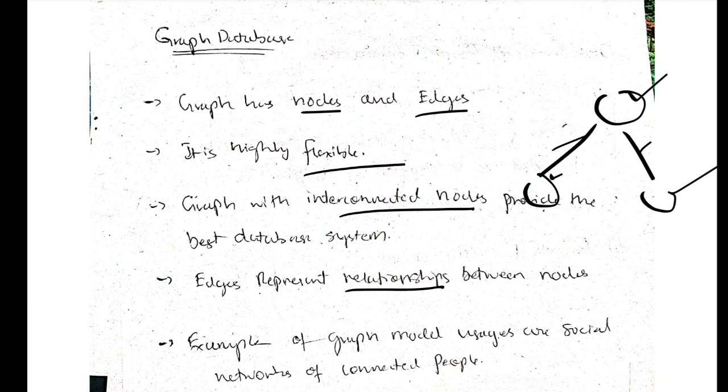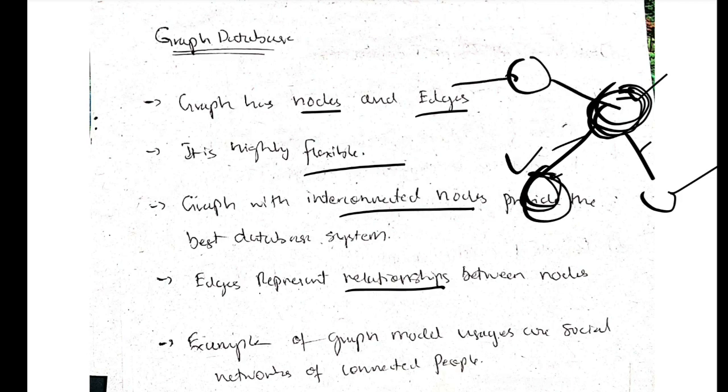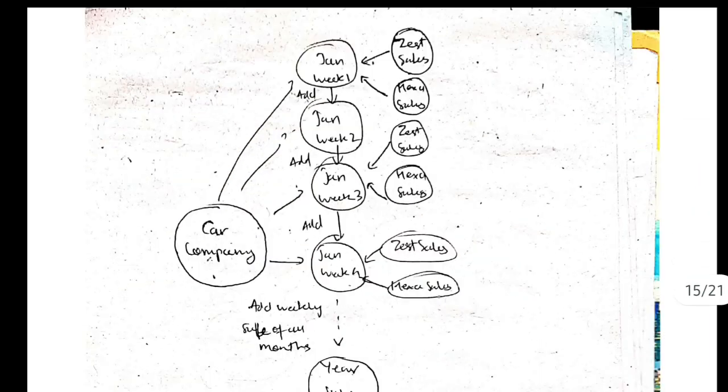It represents the relationship between nodes. What is the relationship between these nodes? This is the child node of this one and this is the parent node of this one. If you have another node here, then you can call this the ancestor of this one. Okay, so those are the things present.